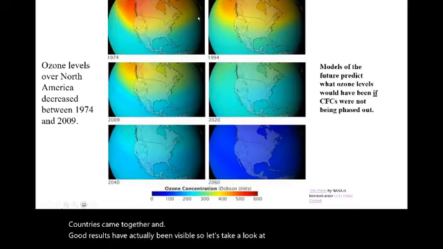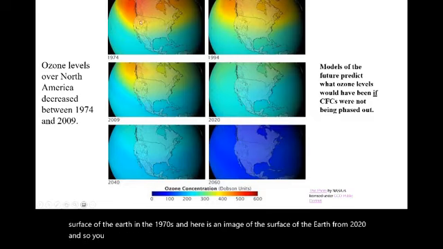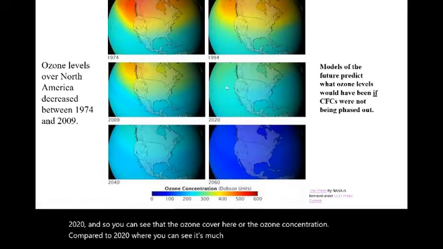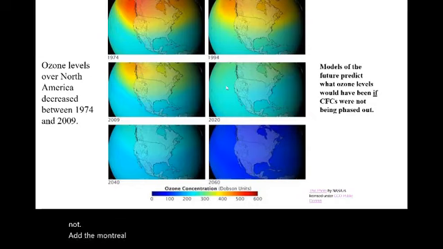So here is an image of the surface of the Earth in the 1970s, and here is an image of the surface of the Earth from 2020. You can see the ozone cover, or the ozone concentration, compared to 2020, where you can see it's much improved. A lot of scientists have worked on models that show what would have happened if we had not had the Montreal Protocol. The idea is that if we had not, the ozone could have been much worse and could have been completely destroyed.